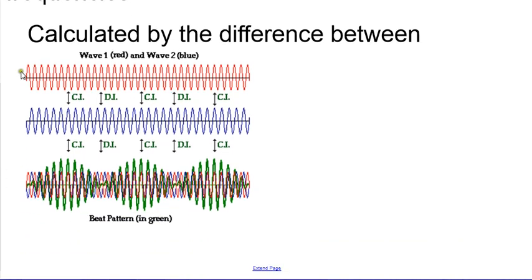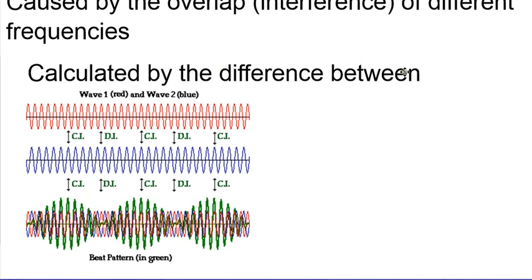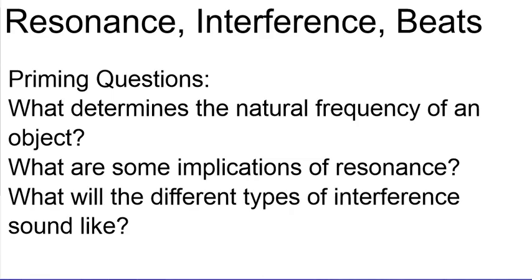And so here is a quick diagram of that. You have two different waves, and when you overlap them, the green wave is the beat frequency, and that is the constructive and destructive interference of these two waves. And so this would be the beat frequency there. And this is calculated by the difference between those two frequencies. So it's a very simple equation.